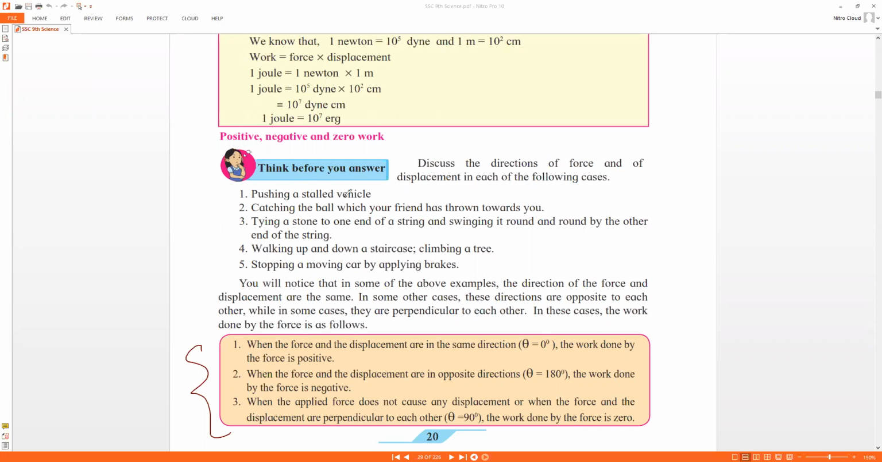Okay, first, pushing a stalled vehicle. Here, we have to discuss the directions of force and displacement. Whether they are in the same direction, in opposite direction, or perpendicular to each other. A stalled vehicle, meaning a vehicle that has stopped, we are pushing it. We push from here, so this is the force, and the vehicle moves forward, that is the displacement. So both are in the same direction.